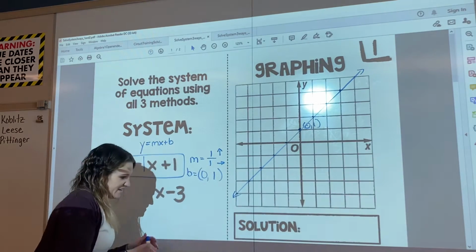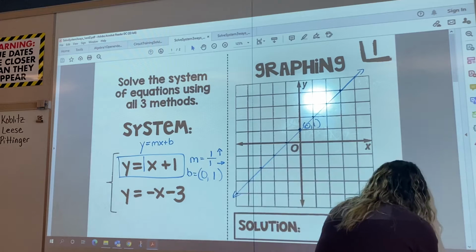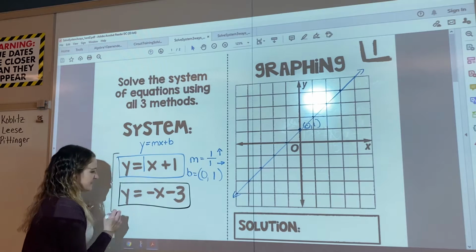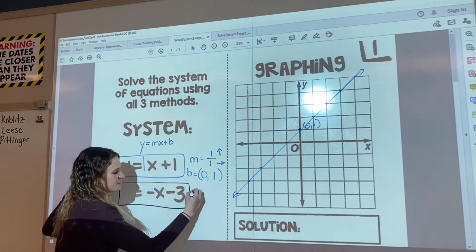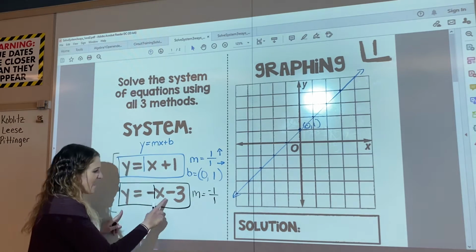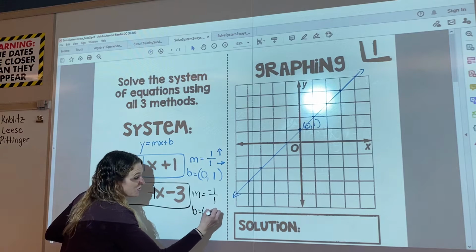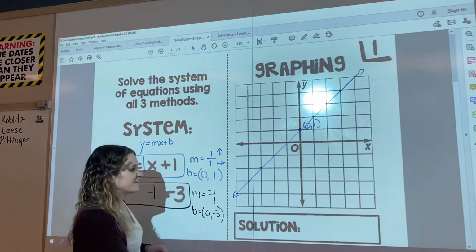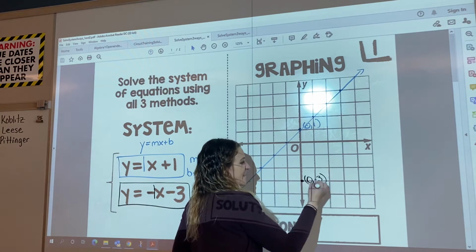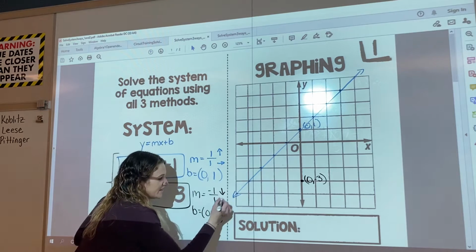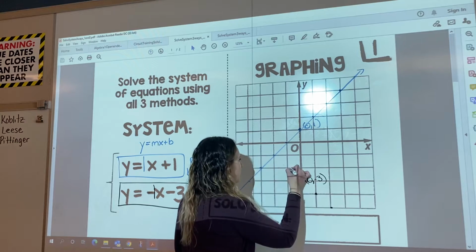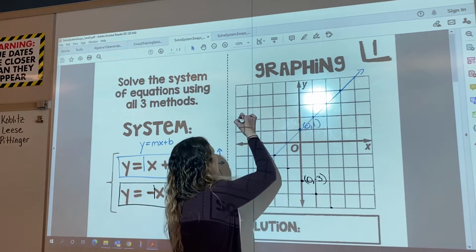Second equation. I'm going to graph this one using a black marker, so you will know which line this is. All right, for this equation, my slope is going to be a negative 1 over 1. And then my y-intercept is going to be 0, negative 3. So let's start there. From the origin, I'm going to go down 3 and put my point. Then from there, I'm going to go down 1 to the right 1, down 1 to the right 1, until you can't go any further. And draw my line.